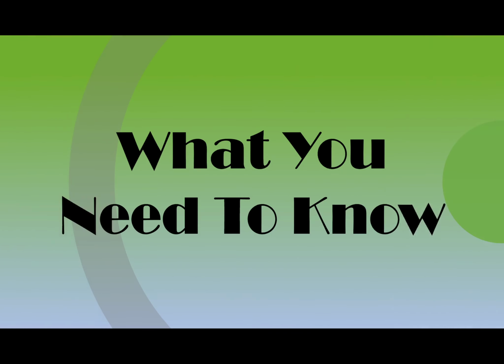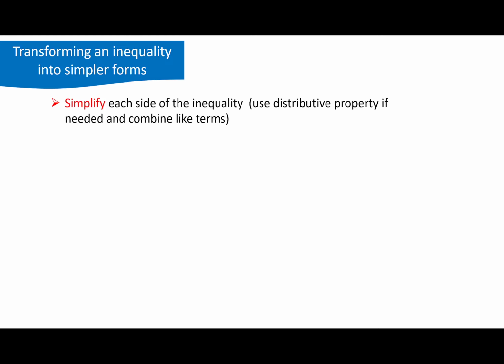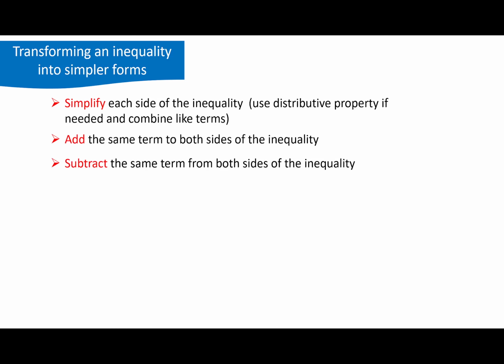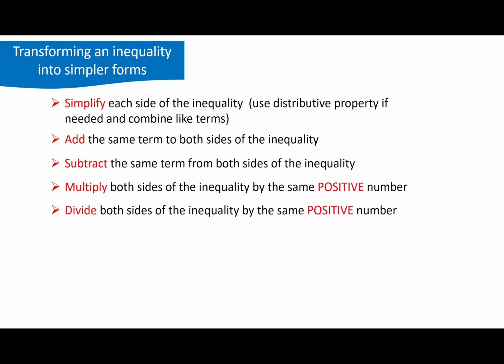Hello and welcome. Here is what you need to know before we get to the examples. Transforming an inequality into simpler forms. Simplify each side of the inequality. You can use distributive property if needed and combine like terms. Then you can add or subtract the same number from both sides of the inequality. You can multiply or divide the same positive number from both sides of the inequality.